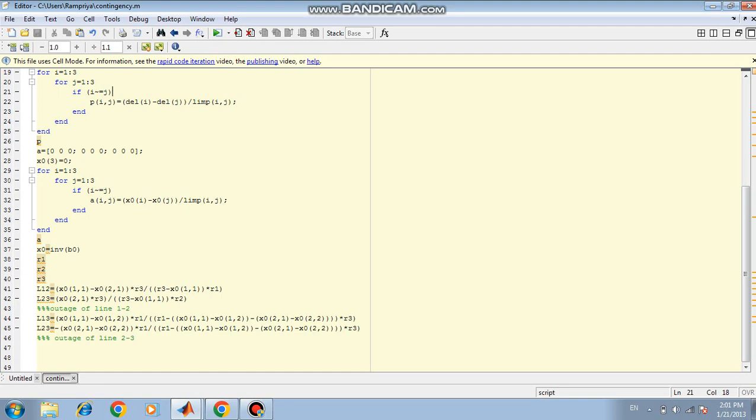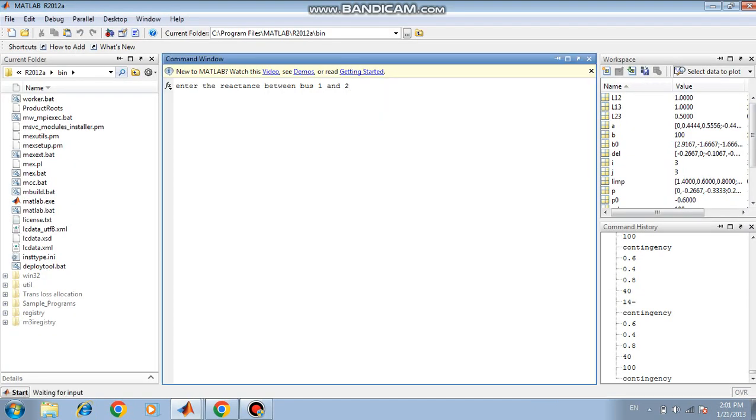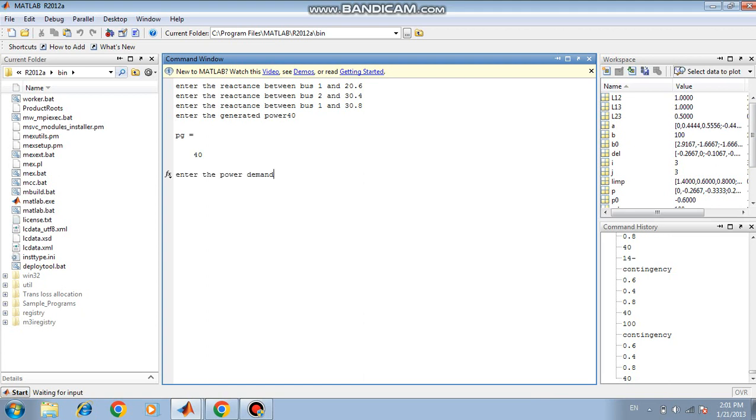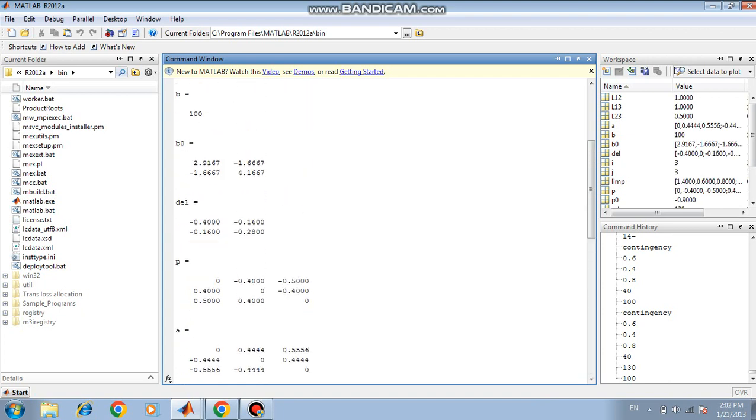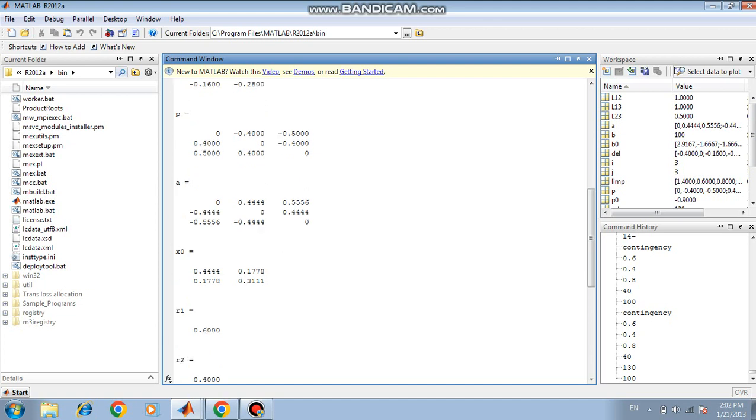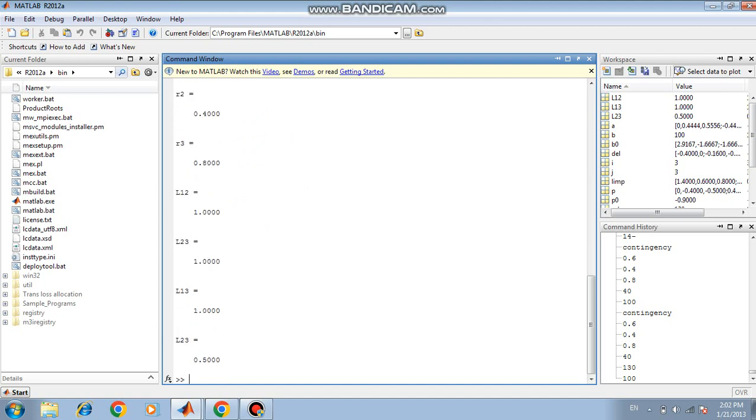Before that, I am running this program. I am on the screen. I am getting the reactance between 1 and 2, that is 0.6, then the values 0.4 and 0.8. The generated power is 40 megawatt, the power demand is 130 megawatt, and the base power is 100 megawatt. So these are the values I am getting: the del value and the generation shift factor A value, and at last I am getting the line outage distribution factors.